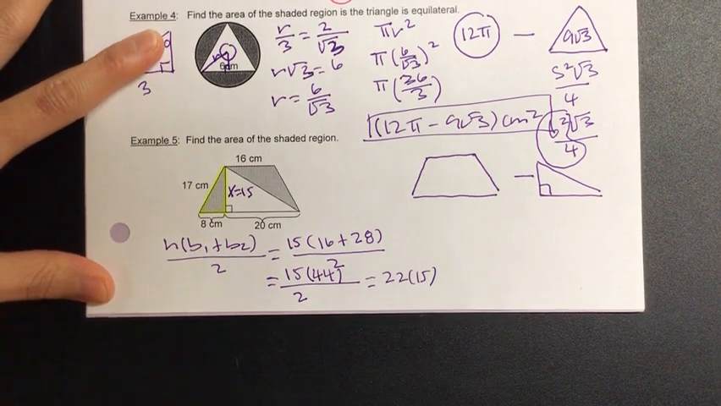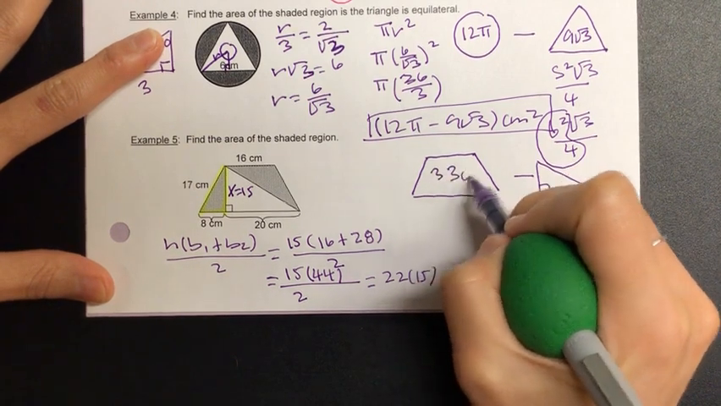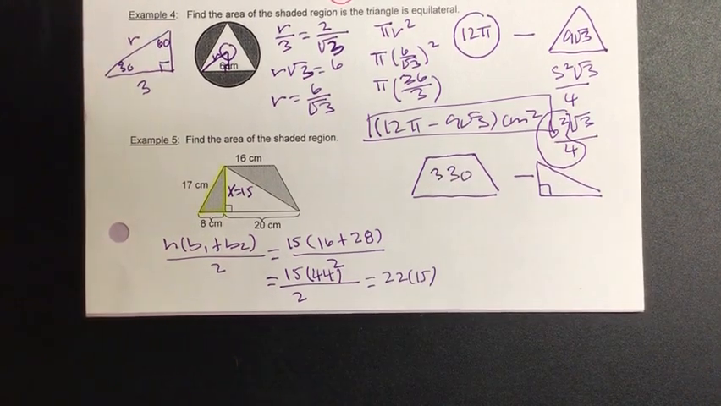Could we do like 7.5 times 22? No, I'm going to type it in. You guys never saw this, okay? So we have 330. I know you're impressed. It came from my brain. I did it.